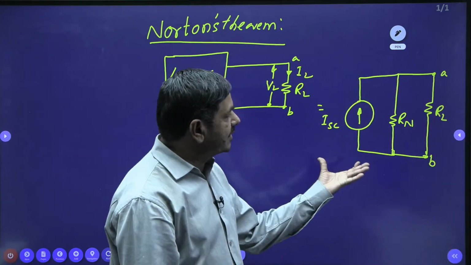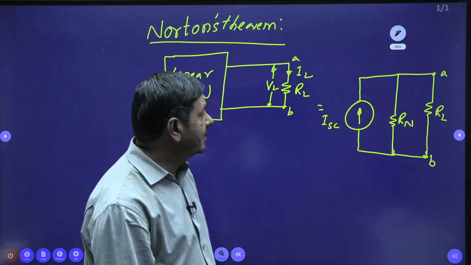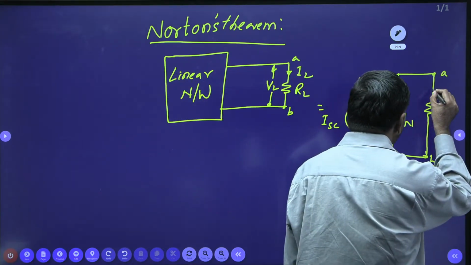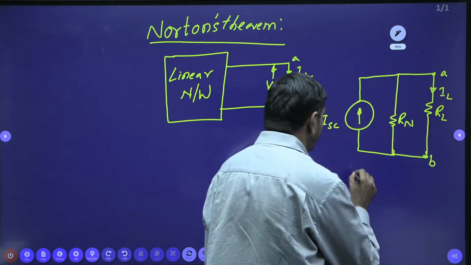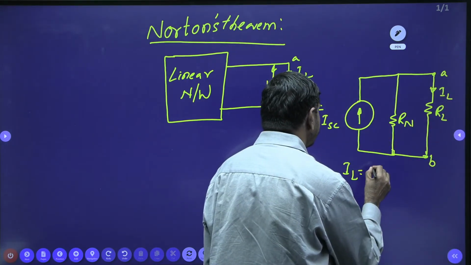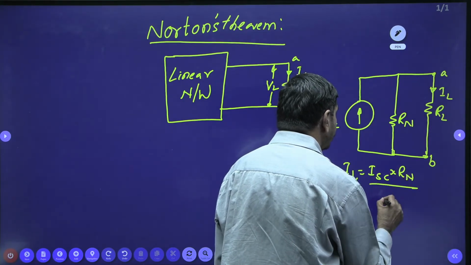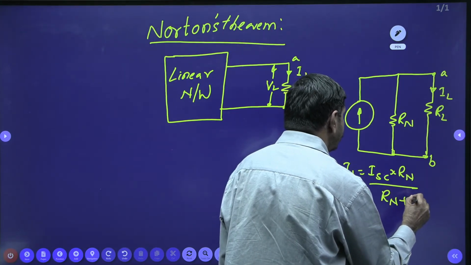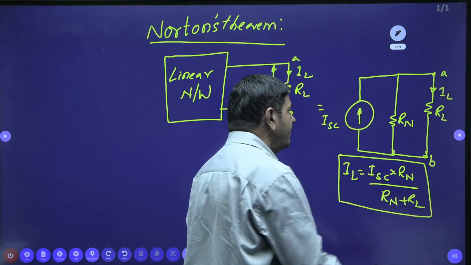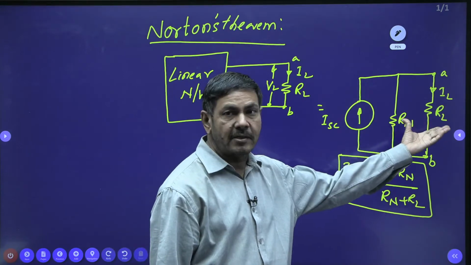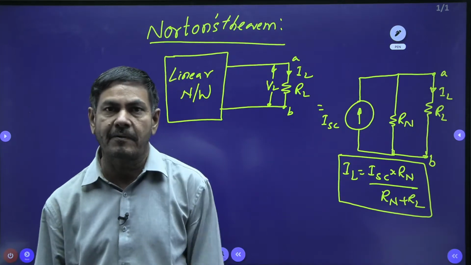So once this network is formed, the current across RL you can find by using the current divider formula. Suppose I ask, can you find the current passing through the RL, IL? IL you will find by using the current divider formula: ISC into RN by RN plus RL. This is the formula you are going to apply to find out the load current. Once you know the current, the voltage you can measure now. Current into resistance is the voltage. Power is I square R, IL square RL. You can find the power also now.